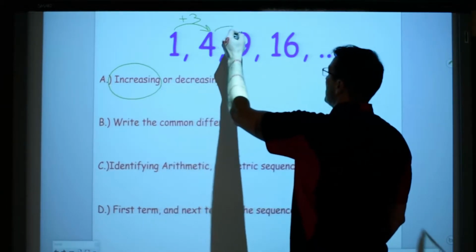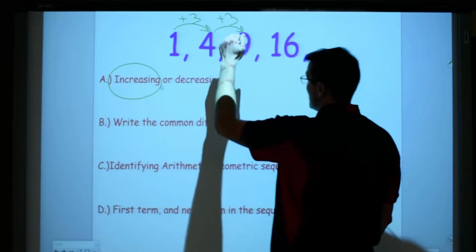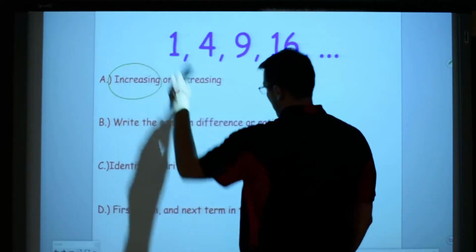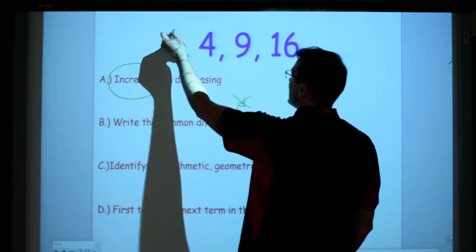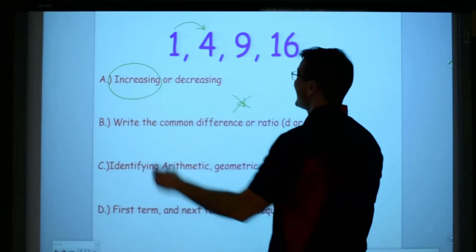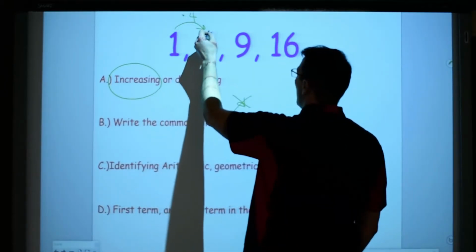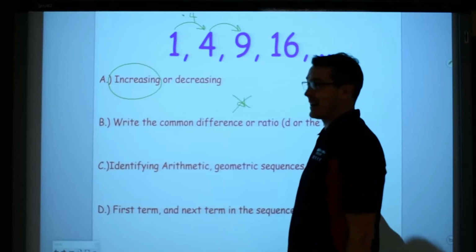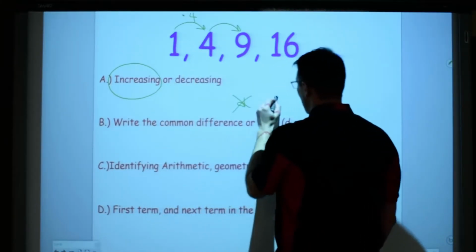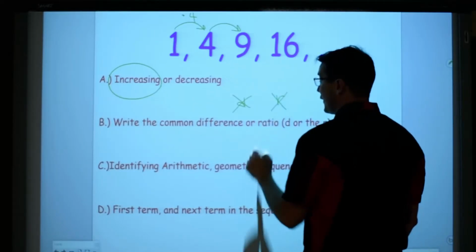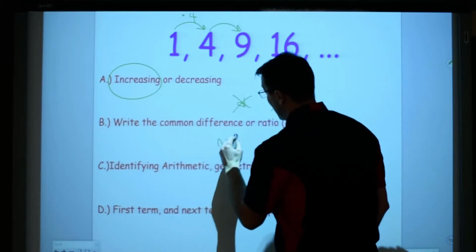But if I try to add 3 to 4, is that 9? No, it would be 7, so that doesn't work. So I know it's not a common difference. All right, well then let's see, what can I multiply? Well, 1 times 4 would be 4, right? But 4 times 4 is definitely not 9. 4 times 4 is 16, so that doesn't work either. So it's not a ratio. So if it's not a difference or a ratio, I say not applicable.